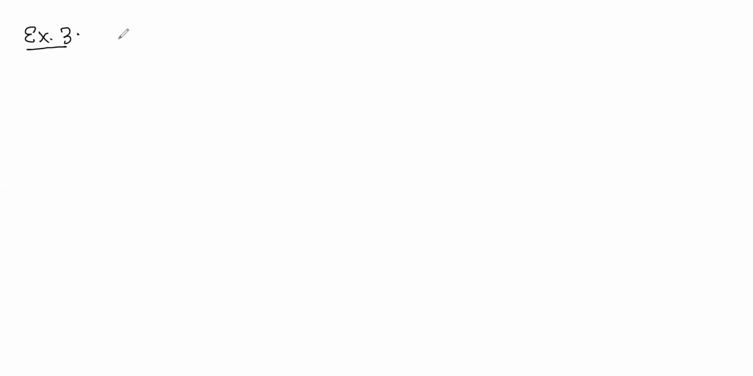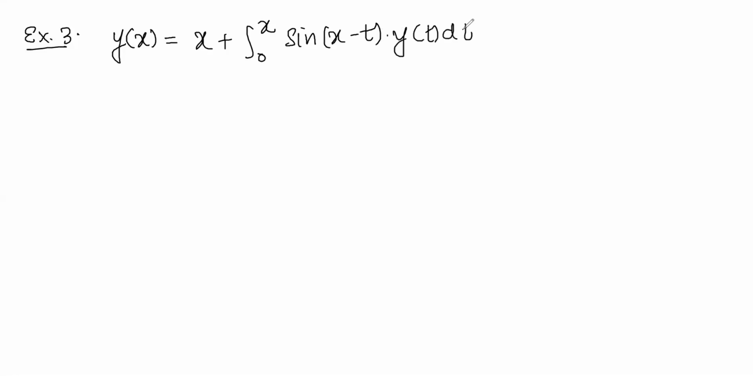Let's solve. So you have y of x equals x plus the integral from 0 to x of sine of (x minus t) y of t dt. We want to find out what will be my y of x. Let's solve.